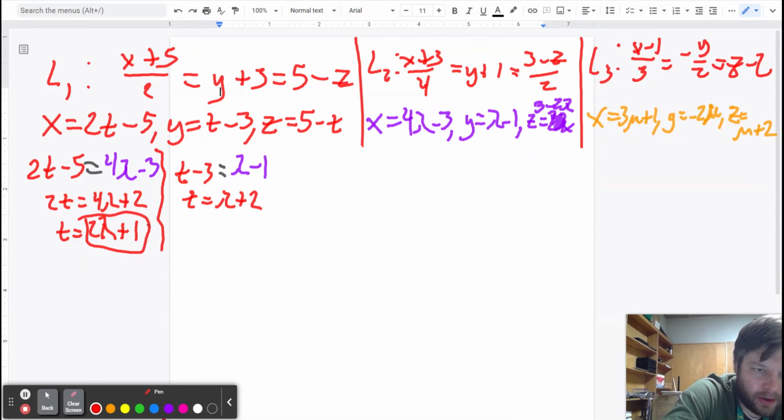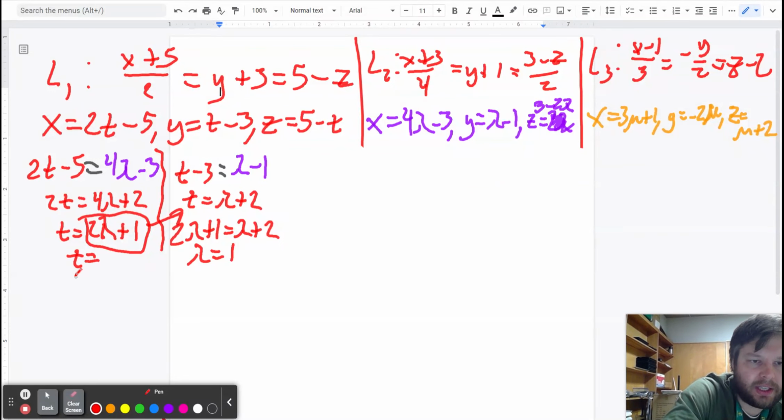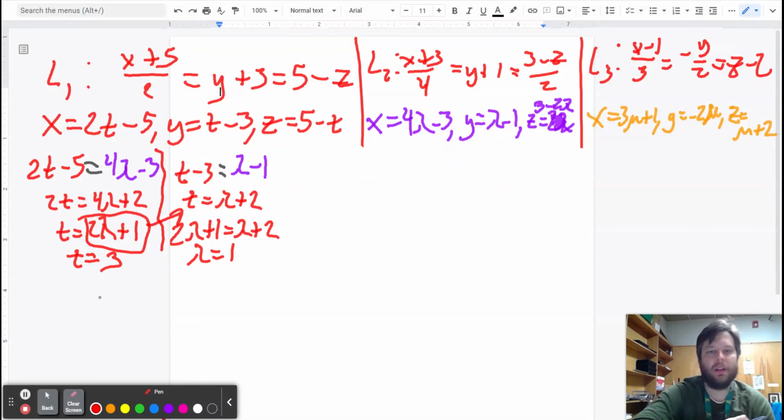Substitute what we just found for t. 2 lambda plus 1 equals lambda plus 2. Subtract lambda, subtract 1. Lambda equals 1. Let's just go back over here. T is equal to 2 times lambda plus 1. So t equals 3. Wonderful. So that means that line 1 and line 2 cross over each other when t equals 3 and lambda equals 1. And that's the only place that they cross over each other.